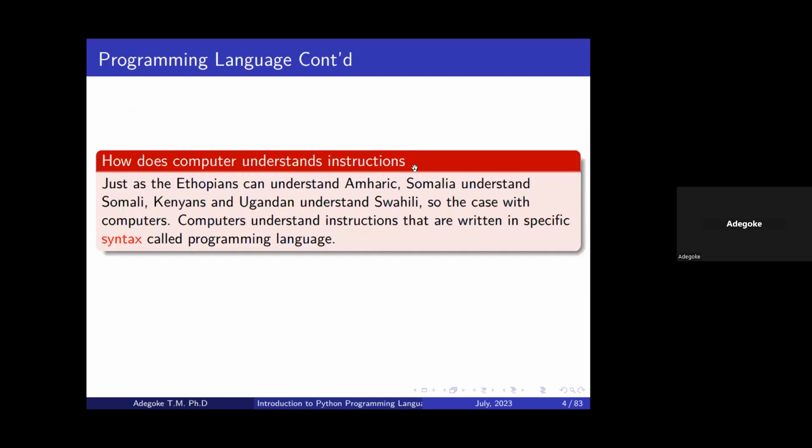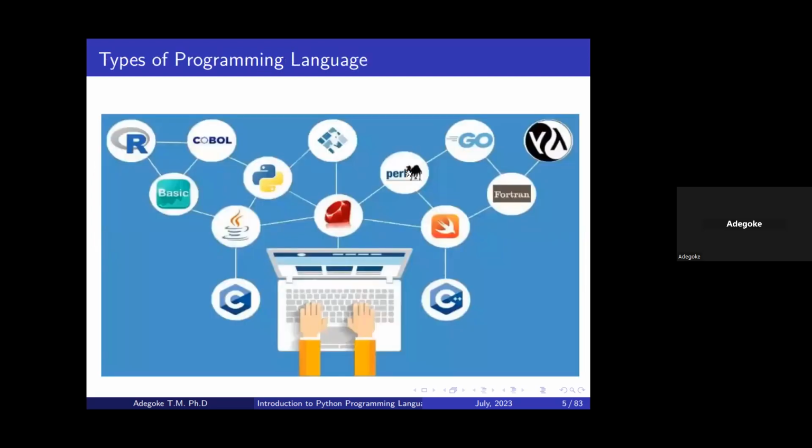So how does a computer understand instructions? Basically, it understands instructions through what is known as syntax. Syntax is the set of step-by-step processes that we give to a computer to perform a particular task. There are different programming languages ranging from R, which we have looked at, C++, C, Java, Python, COBOL. Some of us even wrote QBasic and Fortran while we were in school.